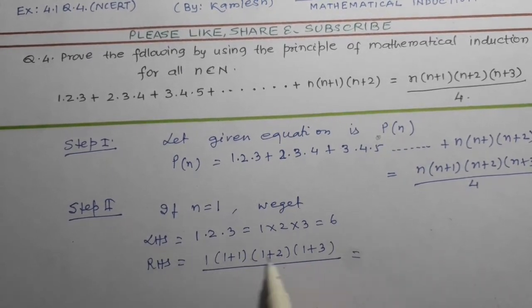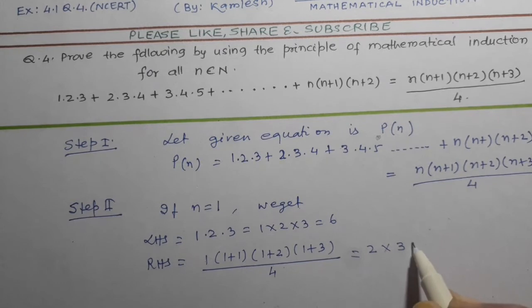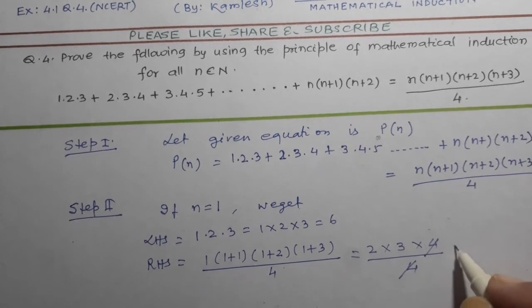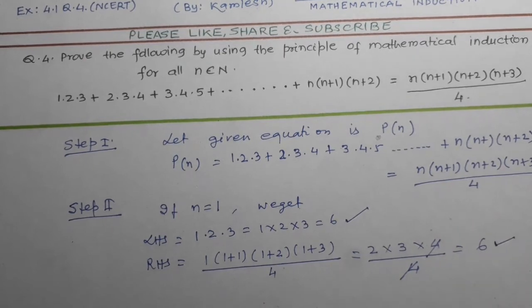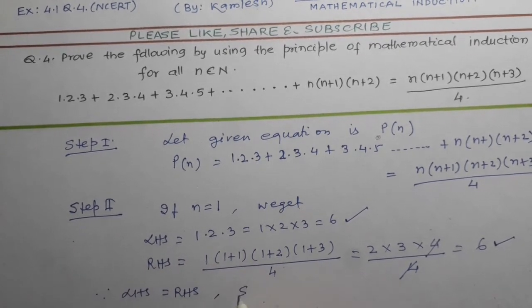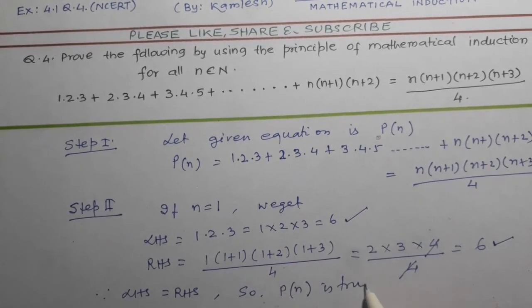So this one multiplying any number, the number will remain same, so this will have no value. Now 1 plus 1 equal to 2, into 1 plus 2 equal to 3, into 1 plus 3 is equal to 4, divided by 4. This 4 will be cancelled. So 2 into 3 will be 6. So LHS is also 6 and RHS is also 6. So we shall write, since LHS equal to RHS, P of n is true for n equal to 1.